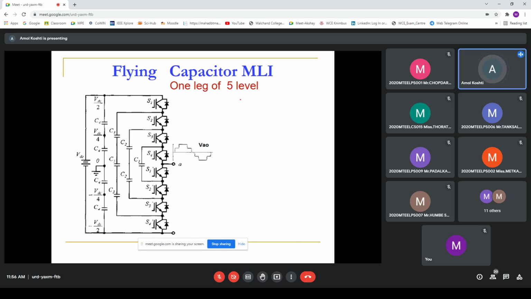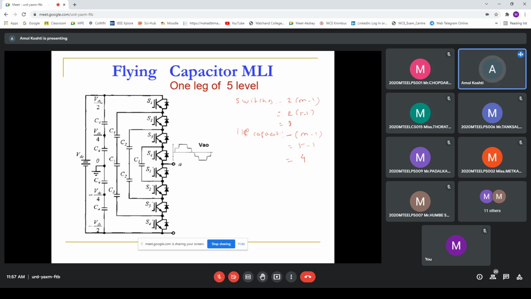So you again apply the formulas to find how many switches we need. 2 into m minus 1, so 2 into 5 minus 1 means here we get 8 switches. Then input capacitors: we have n minus 1, that is 5 minus 1, which is 4. So we have 4 capacitors.